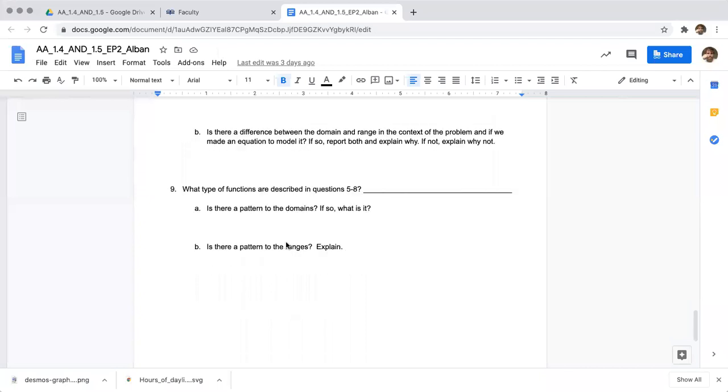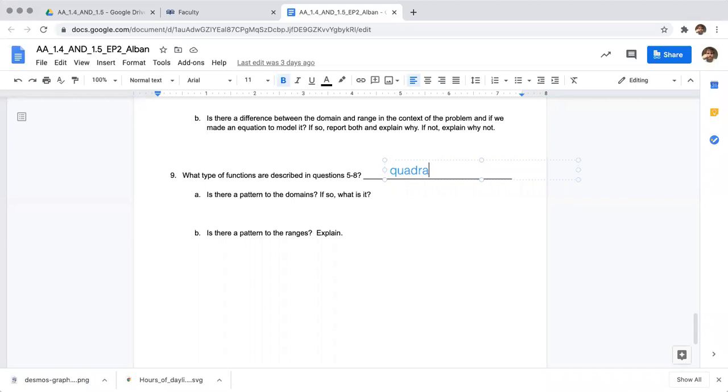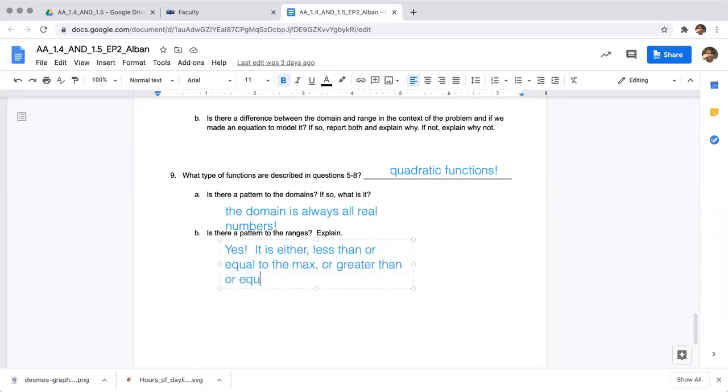Okay, finally, what type of functions are described in 5 through 8? Well, these are all quadratic functions. Okay, with the shape of a parabola. Is there a pattern to the domains? If so, what is it? Yes, there certainly is. The domain is always all real numbers. You can plug anything into a quadratic function. Pattern to the ranges? Explain. Yes, it is either less than or equal to the max or greater than or equal to the min, right? So it kind of depends here on, well, what do we have? Because if we have a function that looks like this, and let's say that this is k, then it would be y is less than or equal to k. But if we have a function like this, then it would be y is greater than or equal to k. So it kind of depends on whether your function is opening up or opening down.